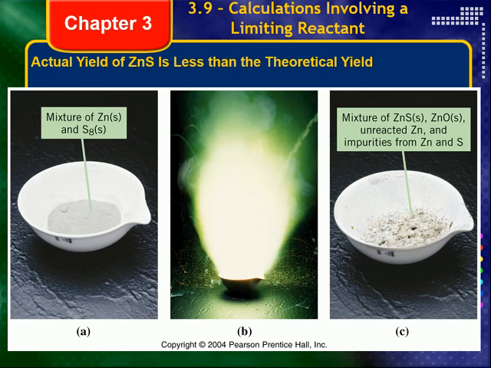Here's a real life example. Mixing solid zinc with solid sulfur. Yeah, you get a reaction, but instead of having just zinc sulfide as your product, you're going to get a whole bunch of zinc oxide, because there's going to be reactions with oxygen in the atmosphere. You're also going to get unreacted zinc, because not all of the sulfur potentially came into contact with zinc. It didn't have access to sulfur to react with, so you get unreacted zinc, and then you get impurities from the zinc and the sulfur itself. So again, many reasons why you get an actual yield less than theoretical.